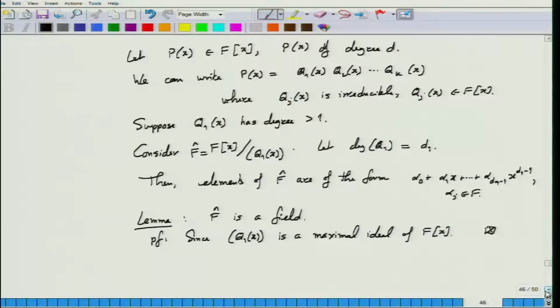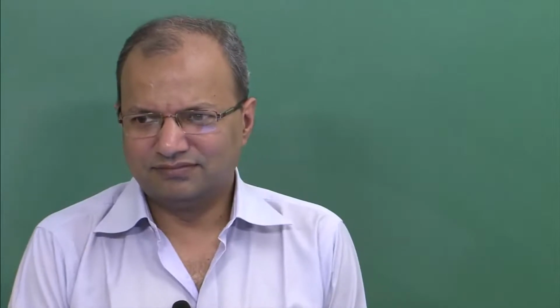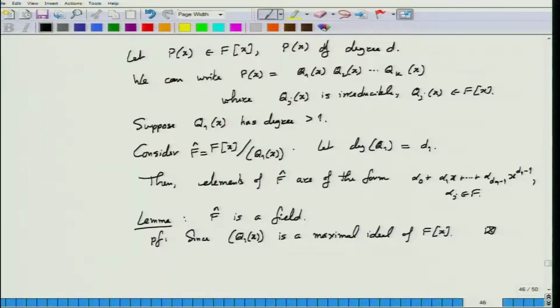We don't need degree greater than 1, but what if Q1 had degree 1? What is F hat then? F hat is just isomorphic to F, because the elements of the form alpha 0 plus the ideal Q1 are just F. Whereas if Q1 has degree greater than 1, then we get a field F hat which is not equal to F. It certainly contains F, but it contains elements more than F.